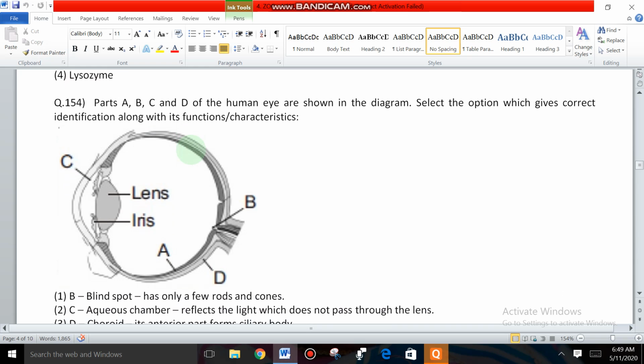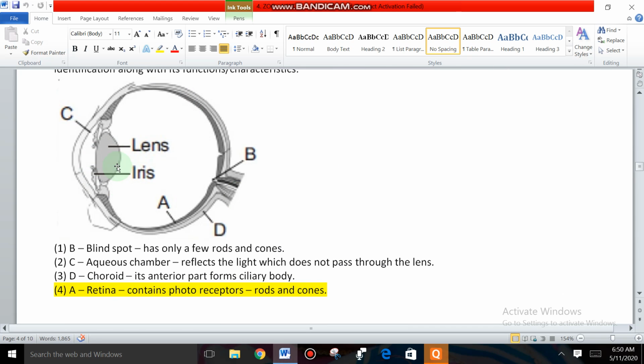Next one, human eye part given, and the labeling. So this is lens, iris, already some of the labeling is given here. So C, there are two chambers, aqueous chamber and vitreous chamber. This C is aqueous chamber, right? And A, the innermost layer, is retina, and D is sclera, the outermost layer. And what is B? Blind spot, cones and rods are absent.